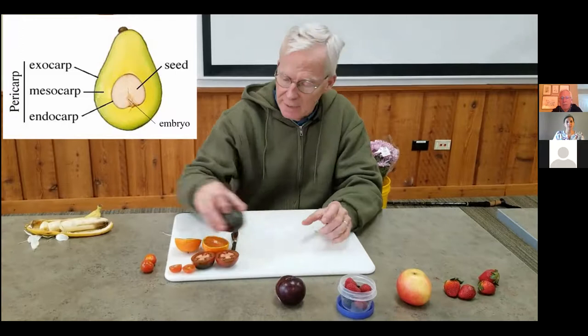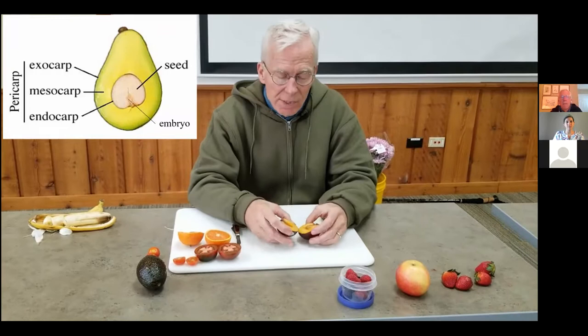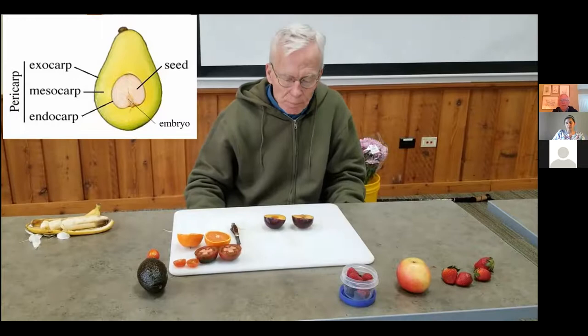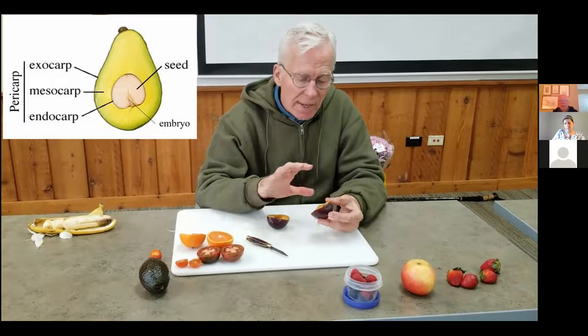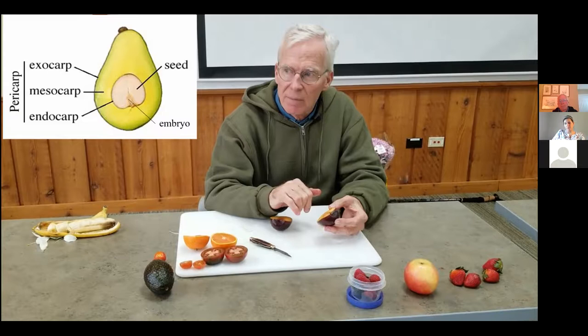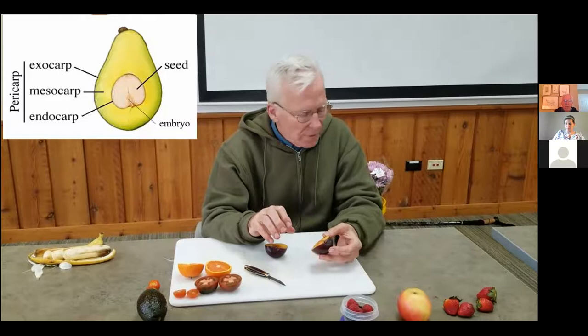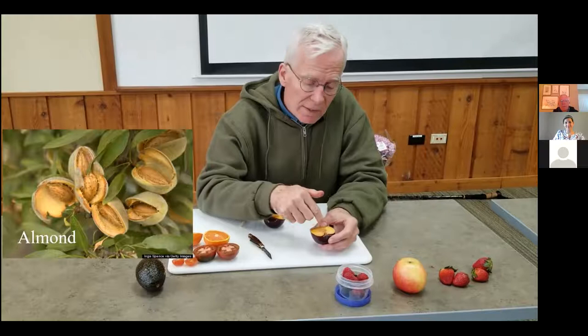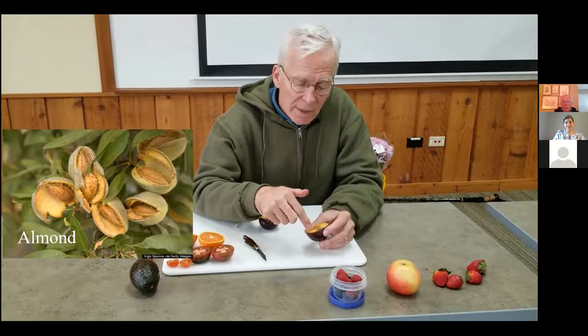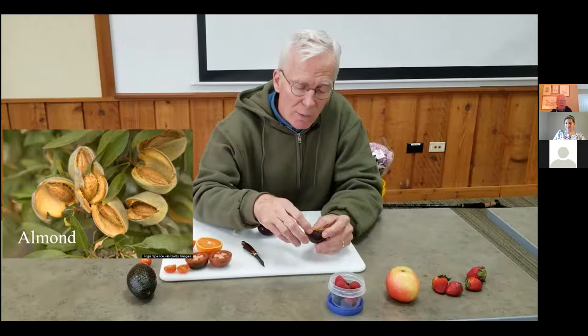Peaches, plums, and cherries are all in the same genus. The genus is Prunus, and they all have pits, and there's the pit, very hard pit. So the endocarp here is hard and bony, and it surrounds the seed. Anyway, we've got the soft fleshy part, the skin of the plum, the exocarp, the mesocarp, and then the endocarp, the hard bony part surrounding the seed.